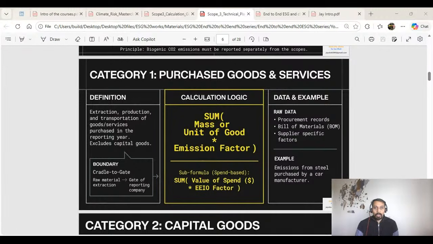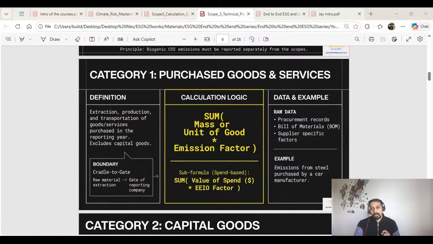For example, you have two diesel vehicles or two petrol vehicles owned by your company, and you are using petrol, diesel, or any other fossil fuel in your car. You have to calculate the emissions of the purchased petrol, gas, or diesel that you have used. From extraction, production, and transportation, all the emissions you have to consider in your reporting for the scope 3 category 1 emission. That is called the boundary, cradle to gate.